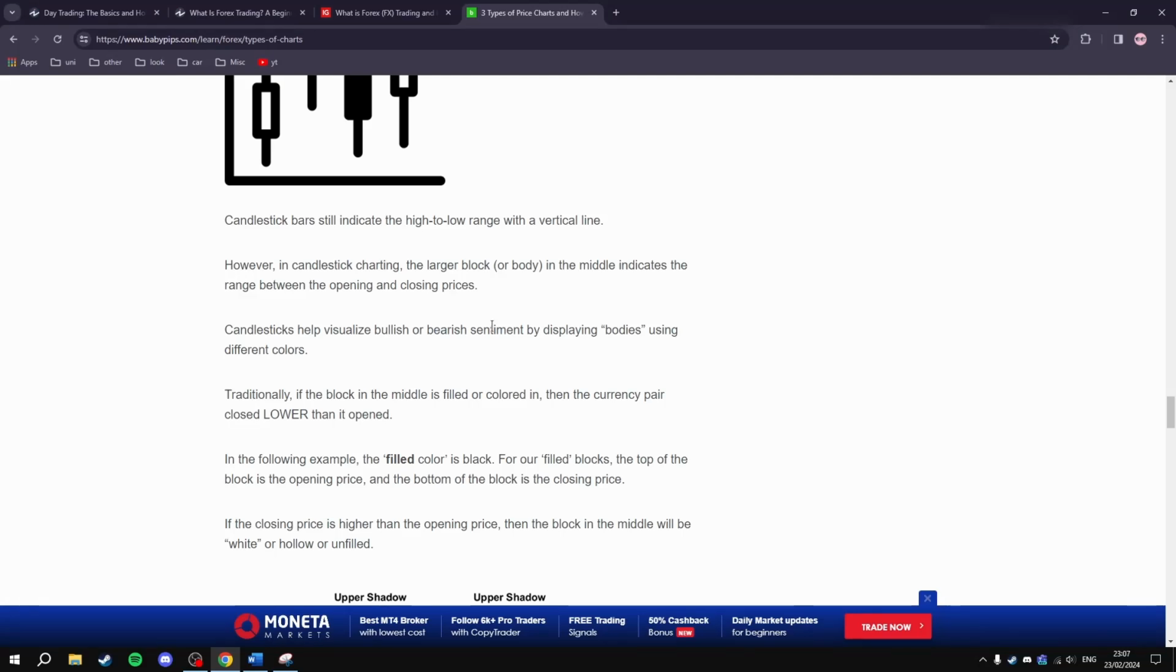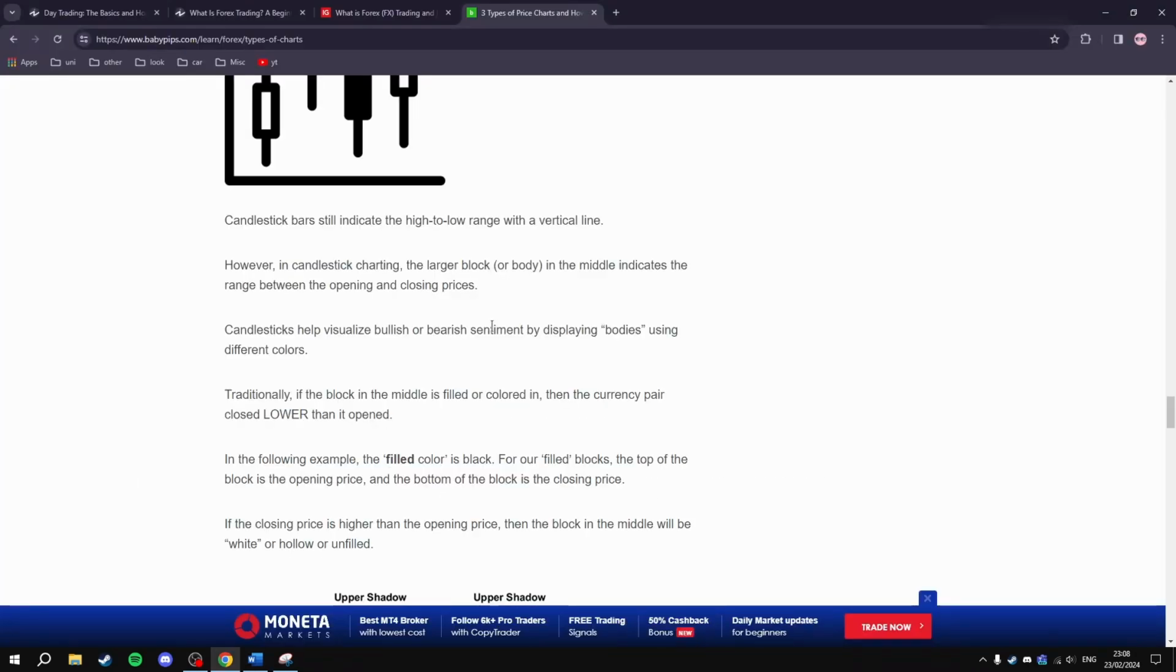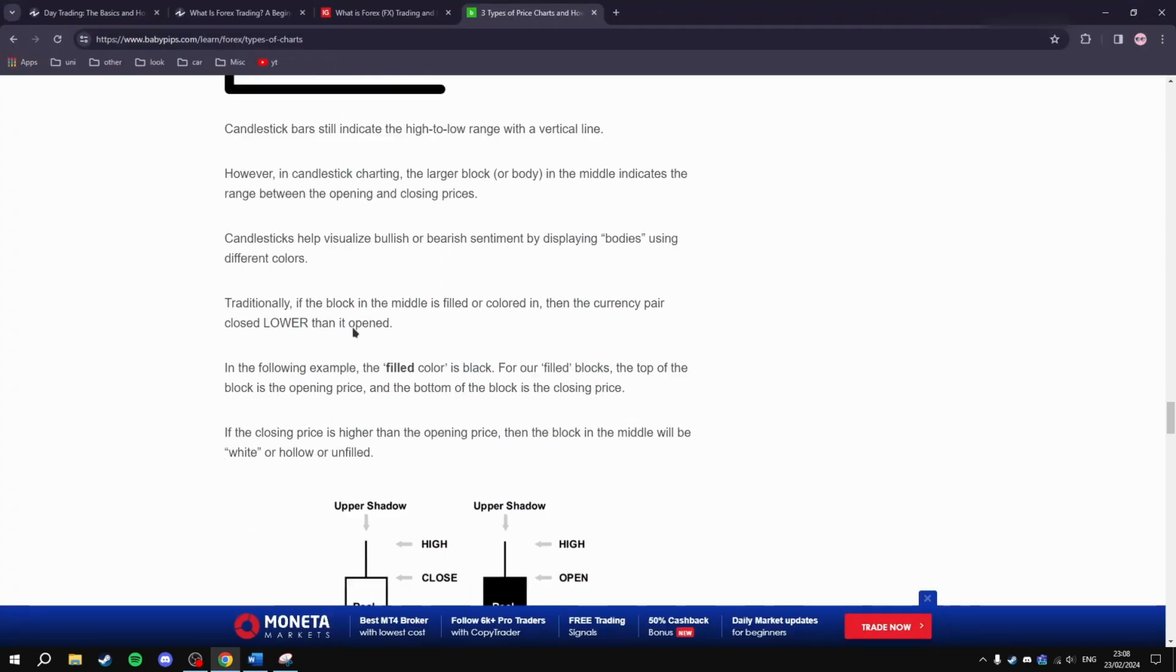Candlesticks help visualize bullish or bearish sentiment by displaying bodies using different colors, so red and green.